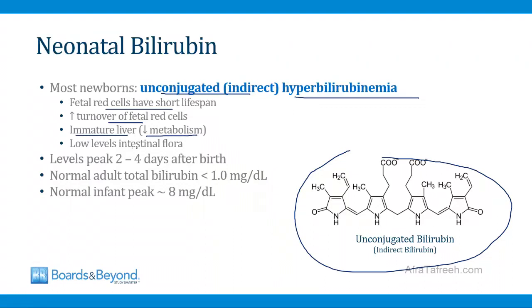And then lastly, there are intestinal flora which assist in breaking down bilirubin so it gets excreted from the body. But newborn babies have a sterile gut, so they have less bacteria in their gut, and therefore they don't eliminate bilirubin from the body as quickly. So for all of these reasons, most newborn babies develop some degree of unconjugated hyperbilirubinemia.